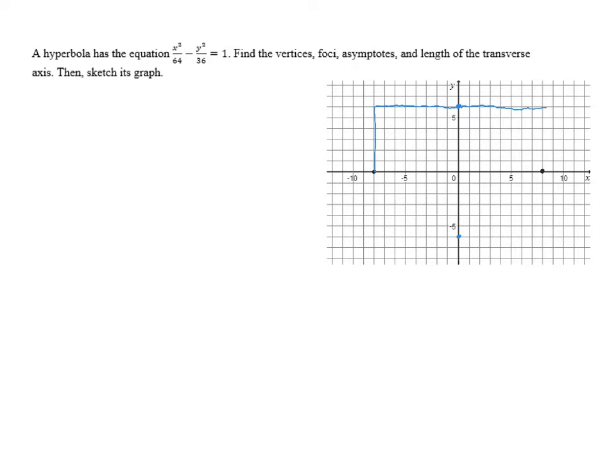Mine is not perfect, but that's okay. This is just an aid to figure out what the asymptotes are and to sketch the actual hyperbola. So there we are. Now, the asymptotes are the lines that coincide with the diagonals of the central box. So we can draw those in now, and the other one going down in this direction.